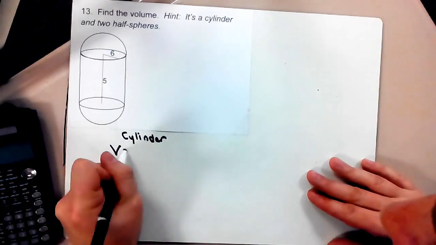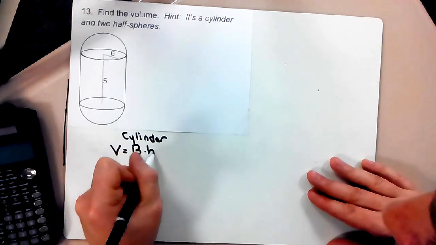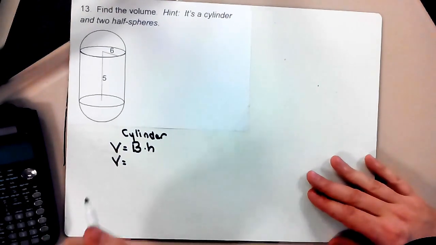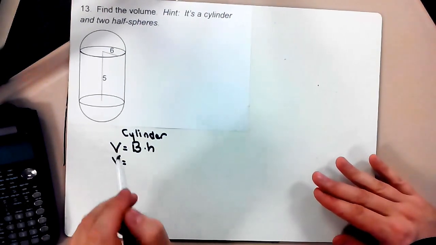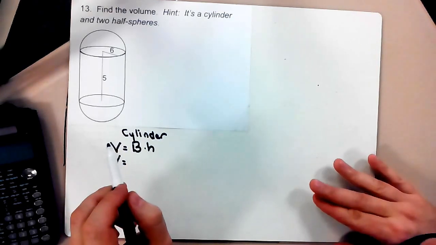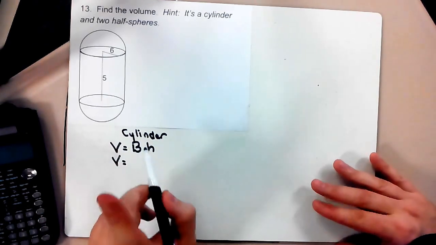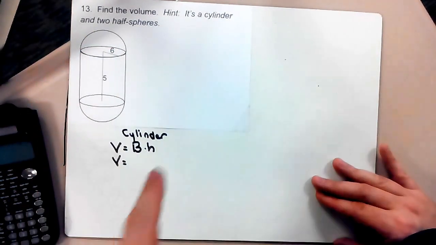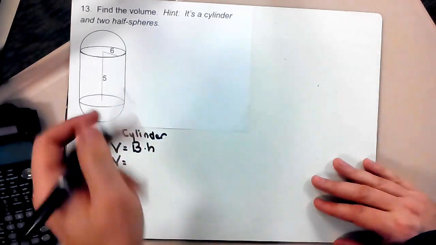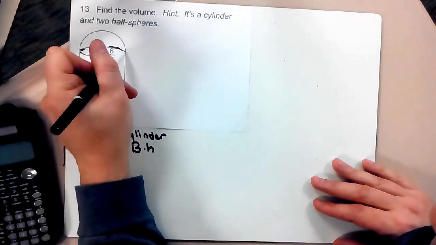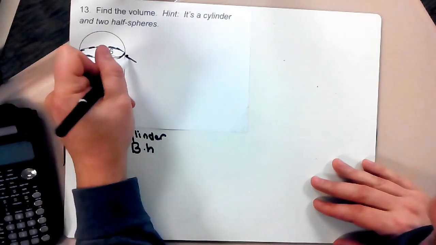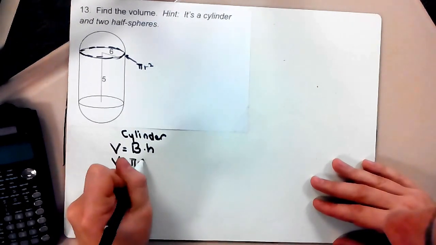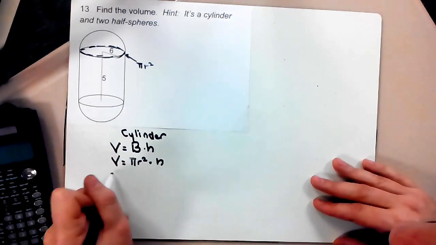So the volume of a cylinder is volume equals big B times h. Big B is the area of the base. If you wondered why I repeated that over and over again throughout this very long video, it's because that is the error we're going to make. The error we're going to make is we're going to plug 6 in for big B. We don't want to do that. We want to find the area of the base. So the base of the cylinder is a circle. That's pi r squared, or pi r squared times h.